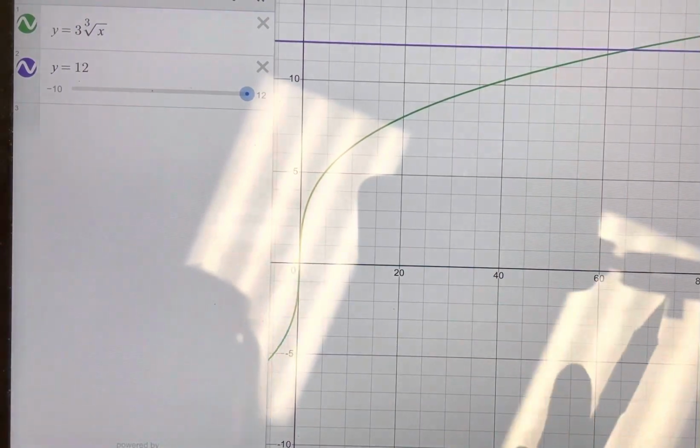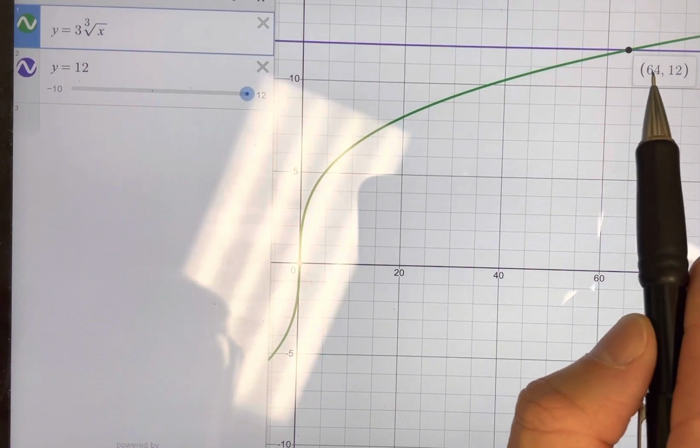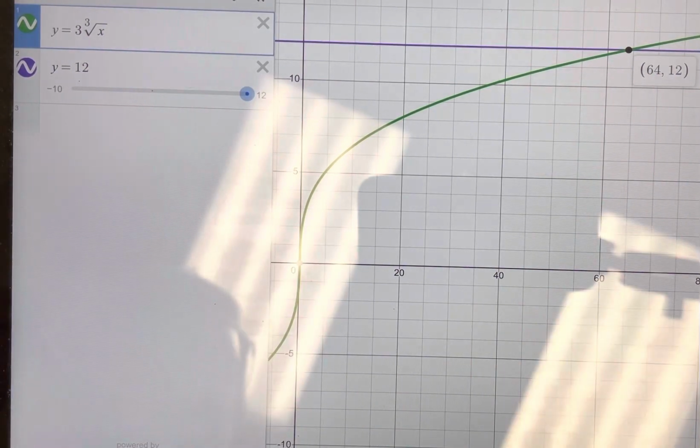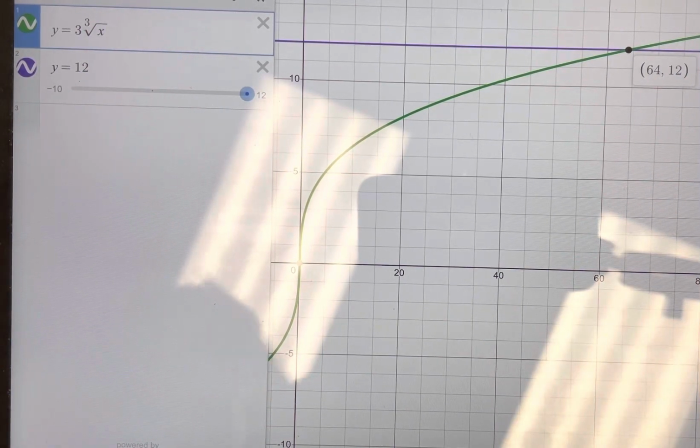And where do they intersect? Oh, they intersect right there. Where is that point? I'll touch it. And sure enough, when x is 64, which is what I got when I solved it algebraically, when x is 64, you get 12 for y, which is what I have. All right, last one.